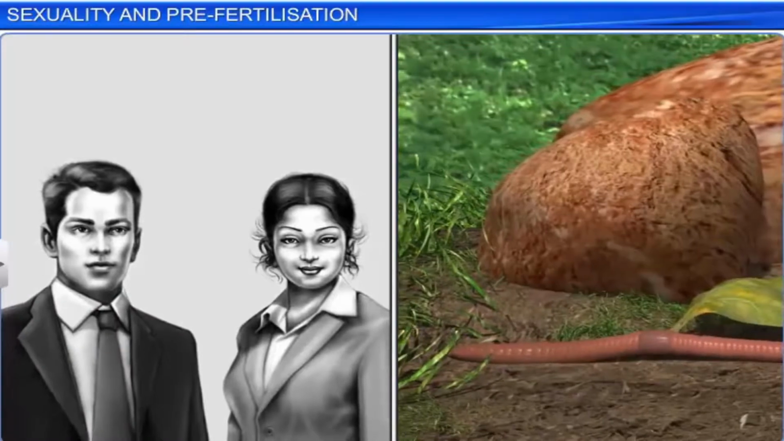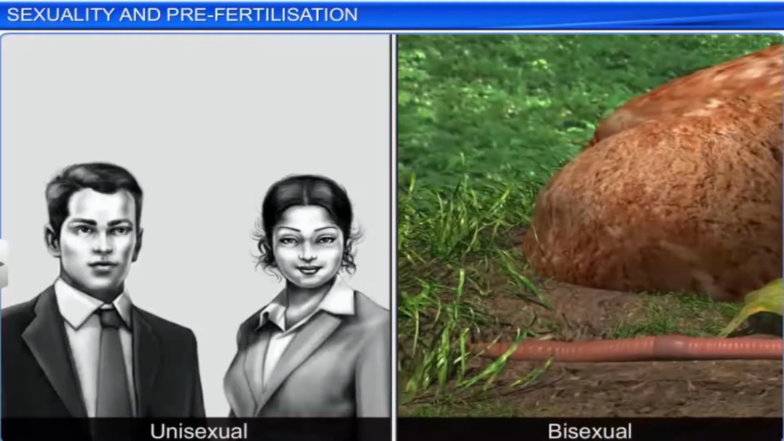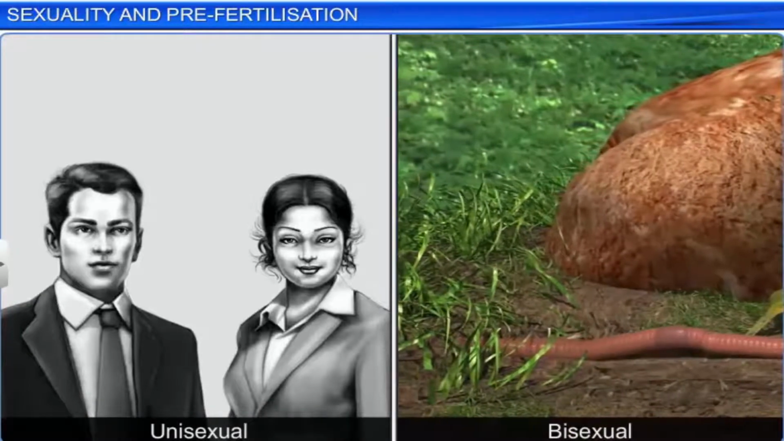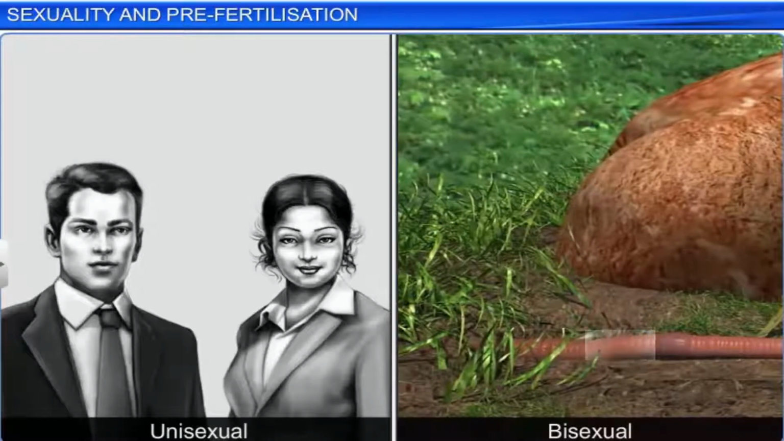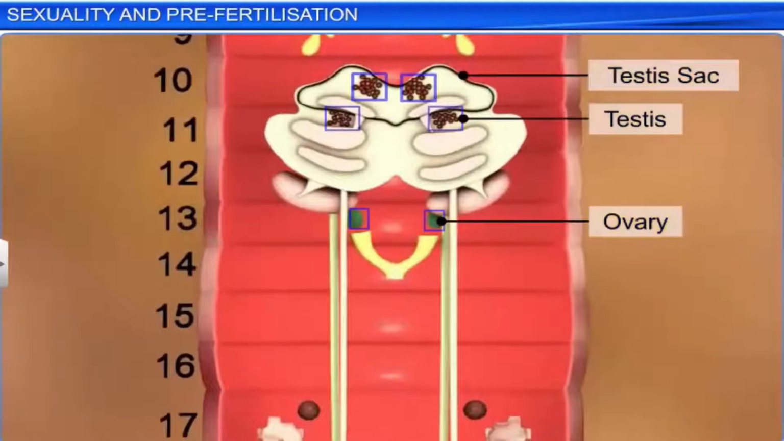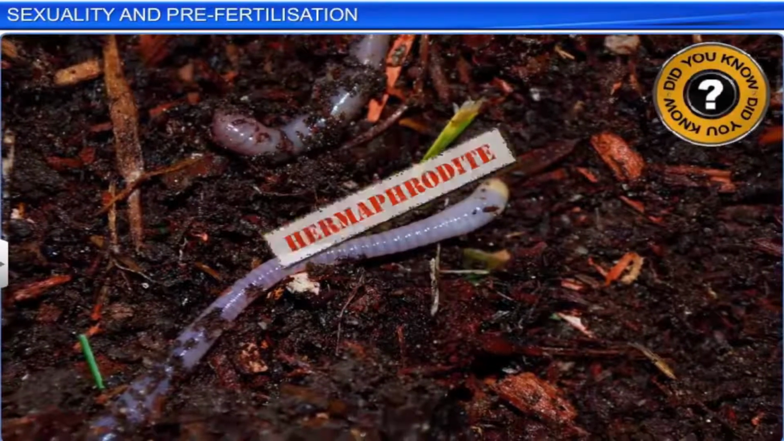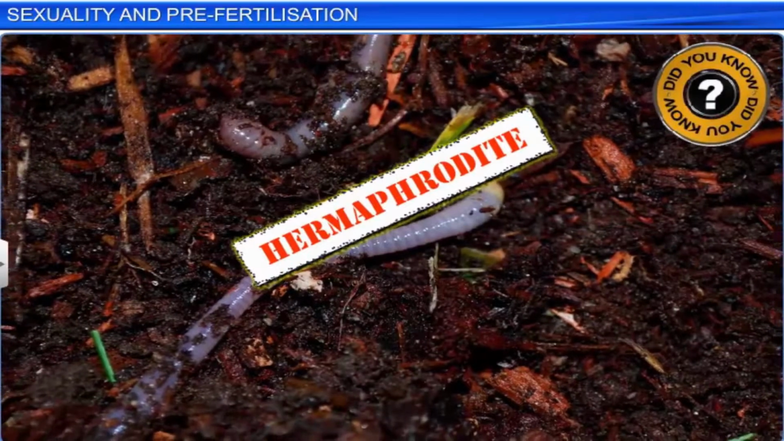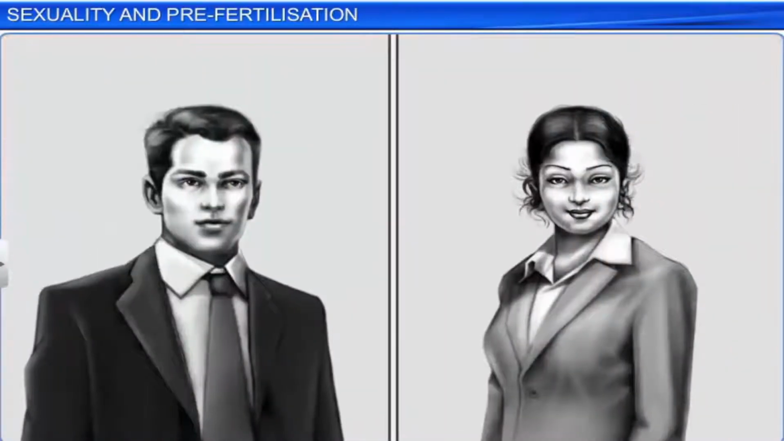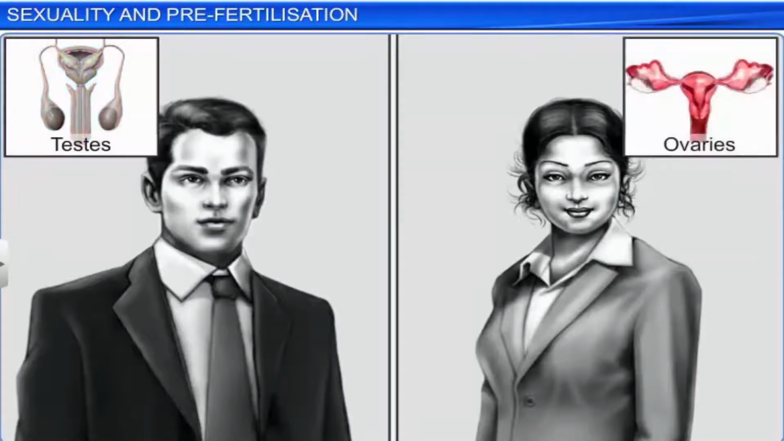Apart from fungi, we also see unisexual and bisexual organisms in the animal kingdom. The earthworm, which has both testis and ovary, is bisexual in nature. Did you know that bisexual animals are also called hermaphrodites? Human beings, on the other hand, are unisexual organisms, as each individual possesses either the male or female reproductive organ.